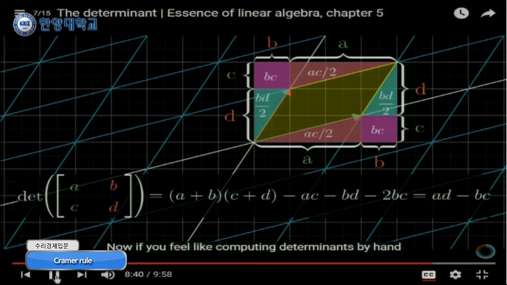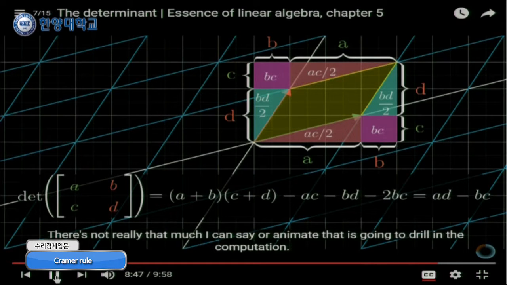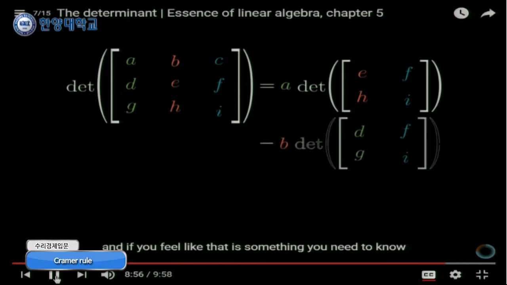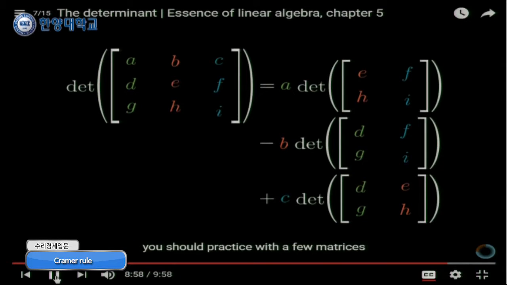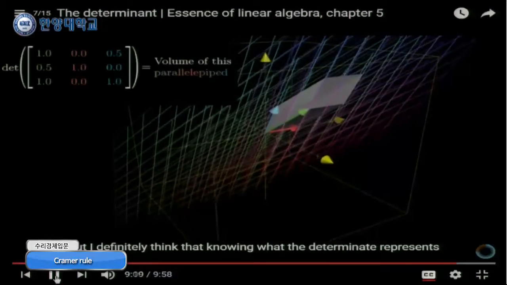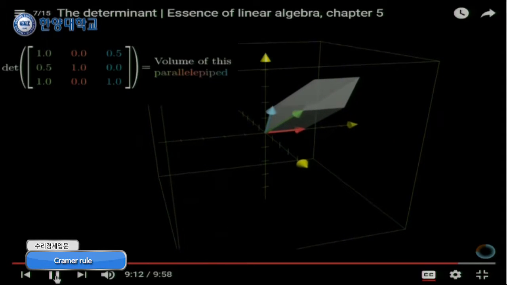Now, if you feel like computing determinants by hand is something that you need to know, the only way to get it down is to just practice it with a few. There's really not that much I can say or animate that's going to drill in the computation. This is all triply true for 3-dimensional determinants. There is a formula, and if you feel like that's something you need to know, you should practice with a few matrices, or go watch Sal Khan work through a few. Honestly, though, I don't think that those computations fall within the essence of linear algebra, but I definitely think that understanding what the determinant represents falls within that essence. Isn't it great?